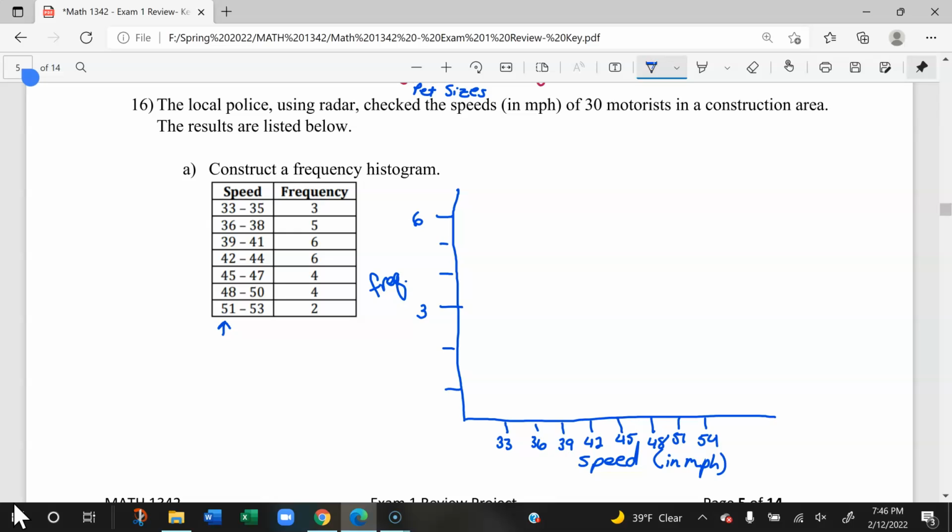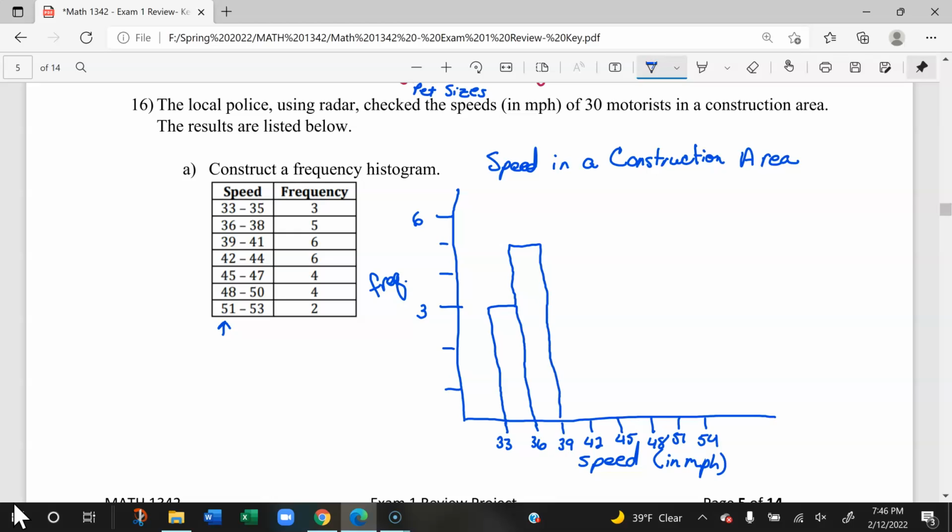For a histogram, we're going to do a title, so that's going to be speed in a construction zone. And we're going to do bars. So we're going to come up 2, 3. We're going to start at the lower limit, and we're going to go to the next lower limit, because these 3 individuals went from 33 to 35, and the next group starts at 36, so these bars are going to touch.